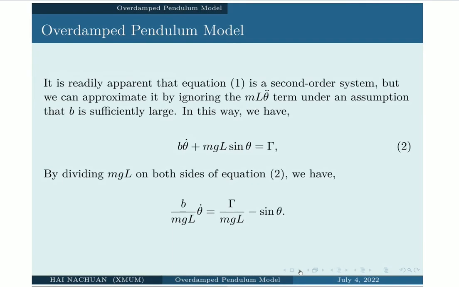It is readily apparent that equation 1 is a second-order system, but we can approximate it by ignoring the m L squared theta double dot term under the assumption that b is sufficiently large. In this way, we have equation 2: b theta dot plus m g L sine theta equals gamma. By dividing by m g L on both sides of this equation, we have the following equation.